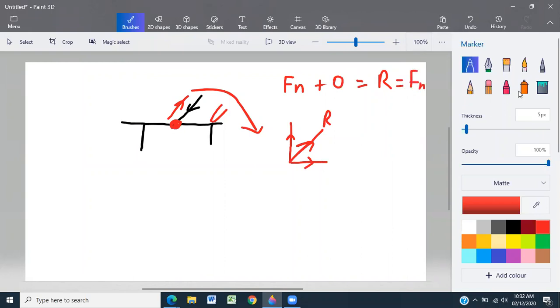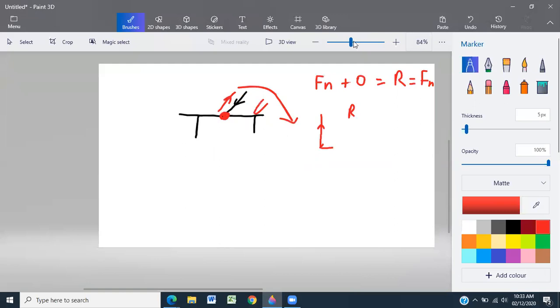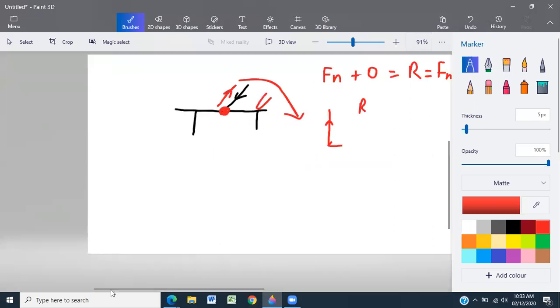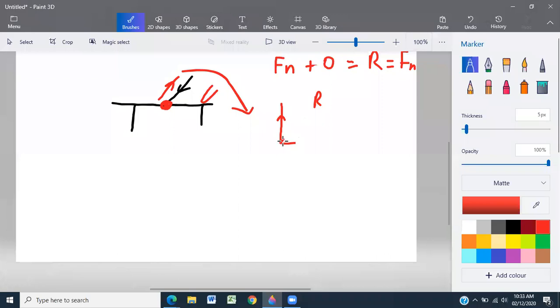If the friction is reduced to zero, we reduce friction, and this here starts to straighten up. Watch. And if we completely remove friction, then it'll just be Fn. That's simple and intuitive.